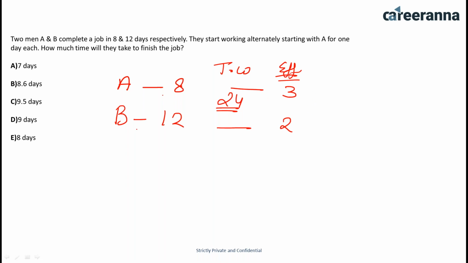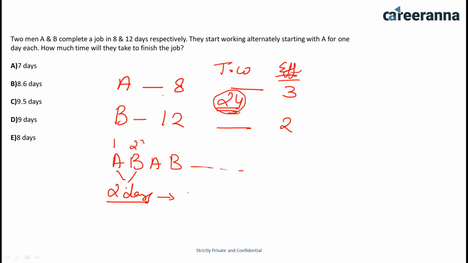They started working alternately, starting with A for 1 day each. How much time will they take to finish this work? If they started with A, on the first day A is going to work, then B, then again A, and then B, and so on, until they complete this work. On the first day A works, and the efficiency is 3, so he completes 3 units of work out of the total 24. On the second day B works. So in 2 days they are going to complete 3 plus 2, that is 5 units of work.